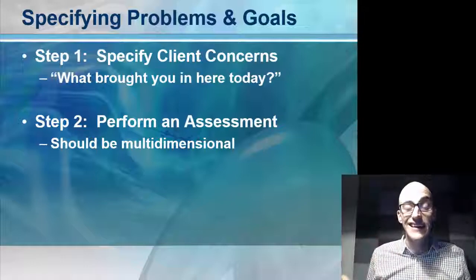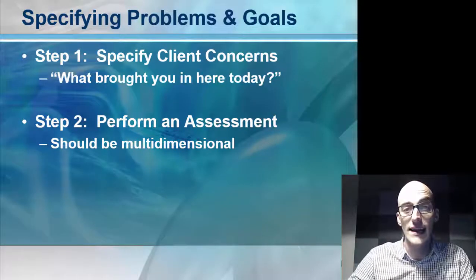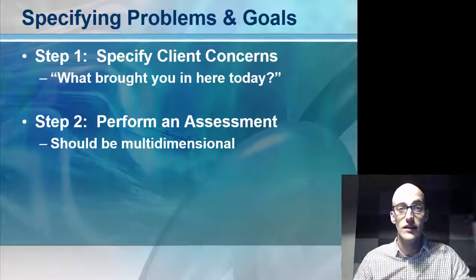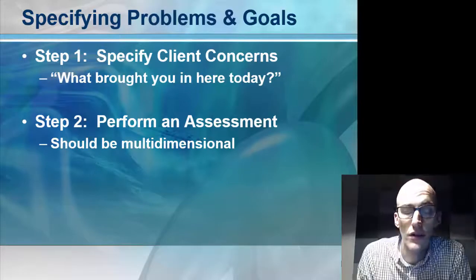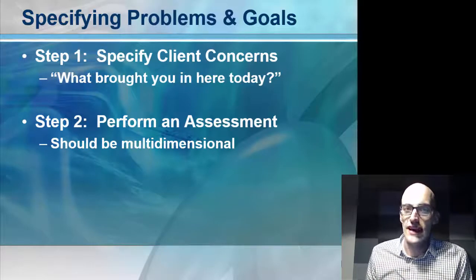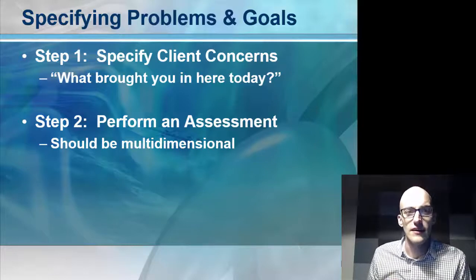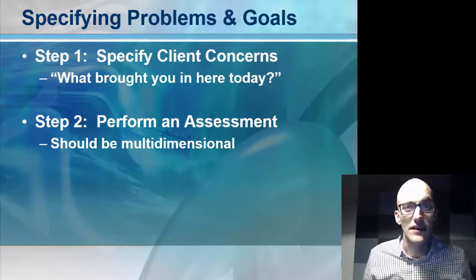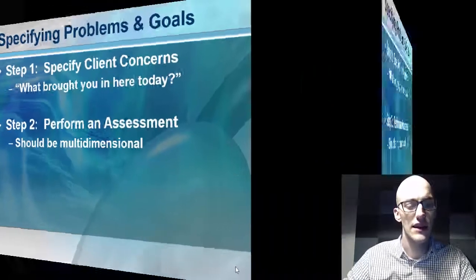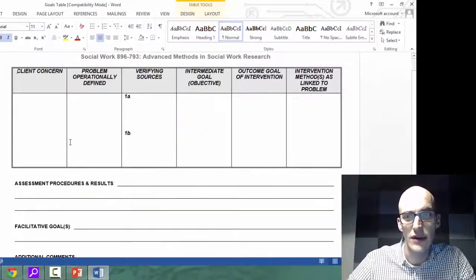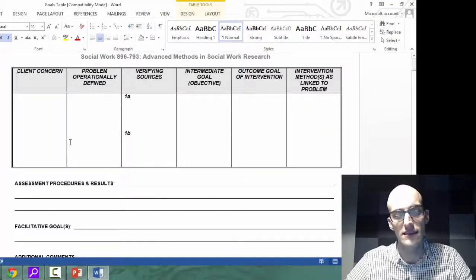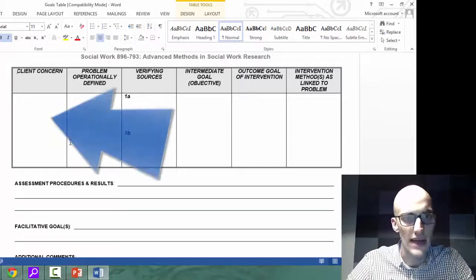All right, so in this video, I'd like to talk a little bit more about chapter 3 and going through your goals table for your other project and for the course paper. When coming up with a goals table, the first thing that you need to do is specify what the client's problem is. So I'll show you what the goals table is going to look like. For your project, you're essentially going to be putting together a sheet that looks like this, and also for one of your homework assignments.